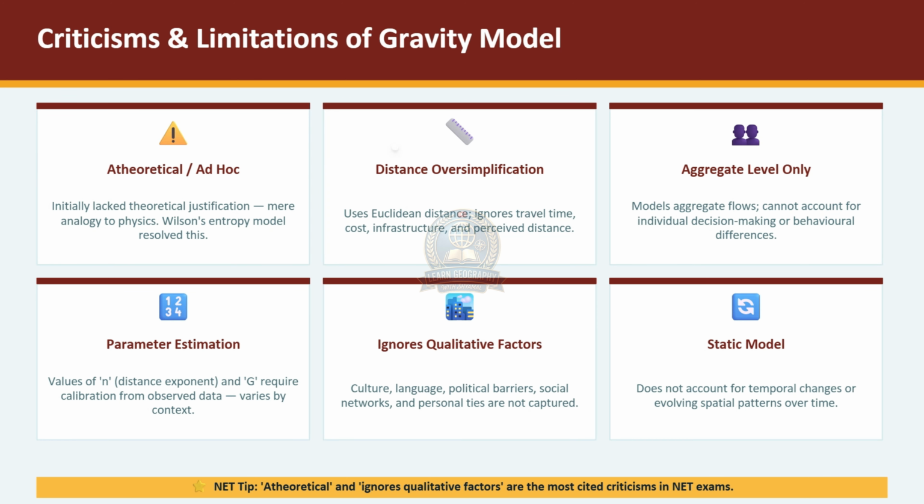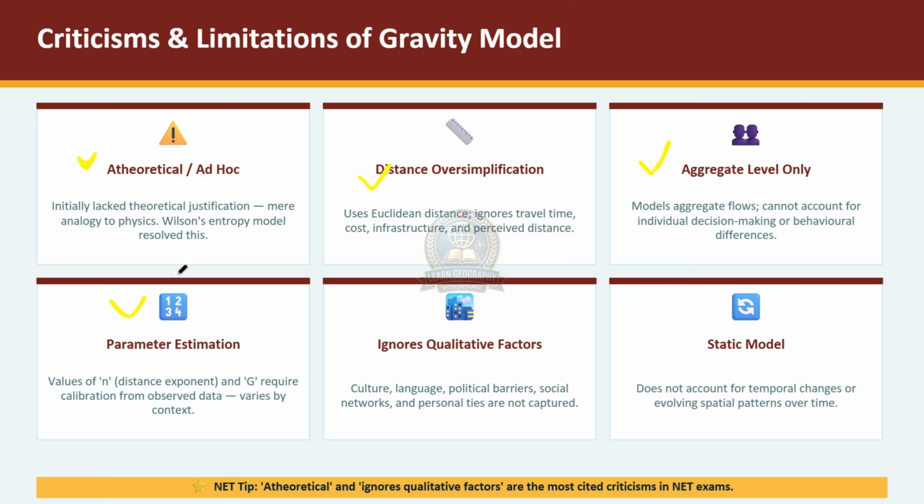Criticism and limitations of the gravity model. Atheoretical or ad hoc: it initially lacked theoretical justification, being a mere analogy to physics. Wilson's entropy model resolved this. Distance oversimplification: it uses Euclidean distance and ignores travel time, cost, infrastructure, and perceived distance. Aggregate level only: models of aggregate flows cannot account for individual decision making or behavioral differences.